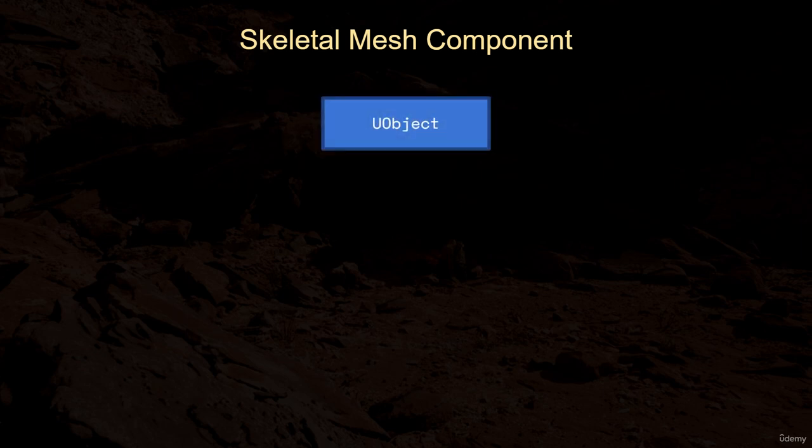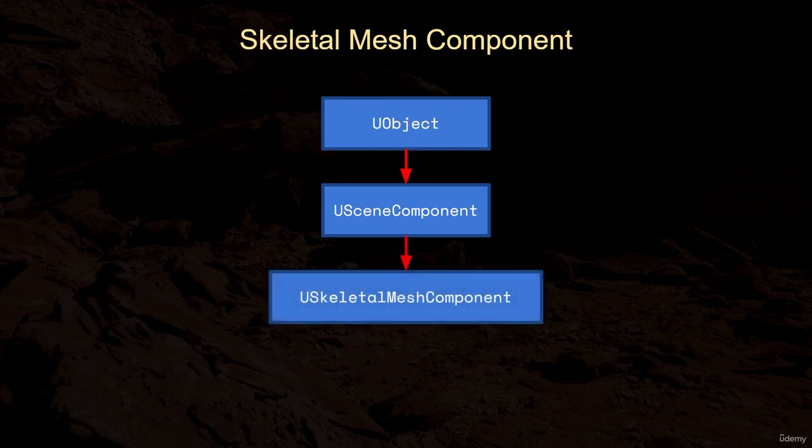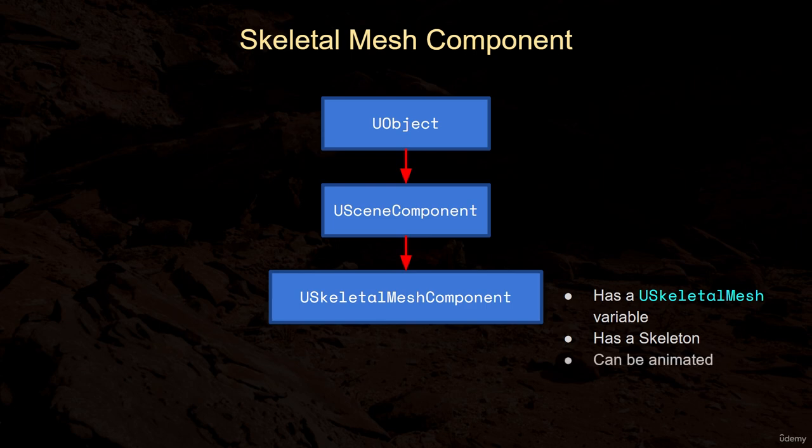Now, we know about the UObject type, and we know that USceneComponent is derived from it. And we saw that the static mesh component is also derived from USceneComponent, but so is the skeletal mesh component. USkeletalMeshComponent inherits the properties from USceneComponent, but it has additional capabilities. The USkeletalMeshComponent class has its own variable called skeletal mesh. So much like the static mesh component has its own static mesh variable, the skeletal mesh component has its own skeletal mesh variable. And a skeletal mesh has a skeleton, and because it has a skeleton, it can be animated.